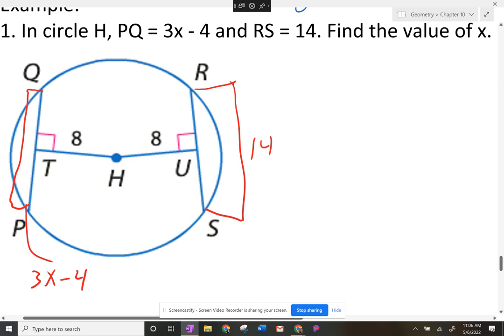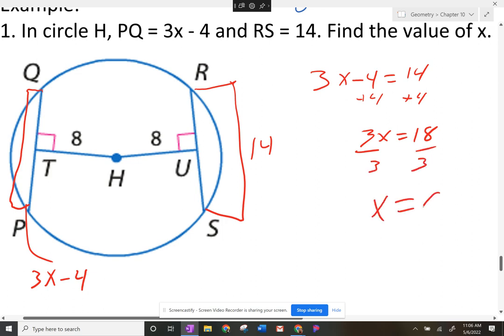What can you tell me about this chord and this chord? They're equal. So I just set them equal to each other. If I wanted to find the value of x, I would just take 3x minus 4 equals 14. And I just got to do algebra. So plus 4 to both sides. I get 3x equals 18. Divide both sides by 3. Finally, x equals 6.